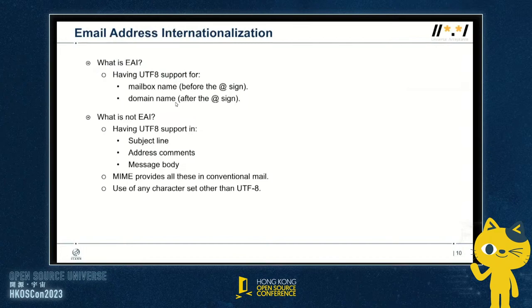So what we need to have is UTF-8 support for the mailbox name and for the domain name. The domain name can be handled using Punycode, the XN domains that you may have seen. The mailbox name just has to be Unicode. Everything else is not EAI. You can use Unicode in the subjects, you can use Unicode in the bodies. That has nothing to do with EAI. EAI is just about the addresses. Everything else we already had.